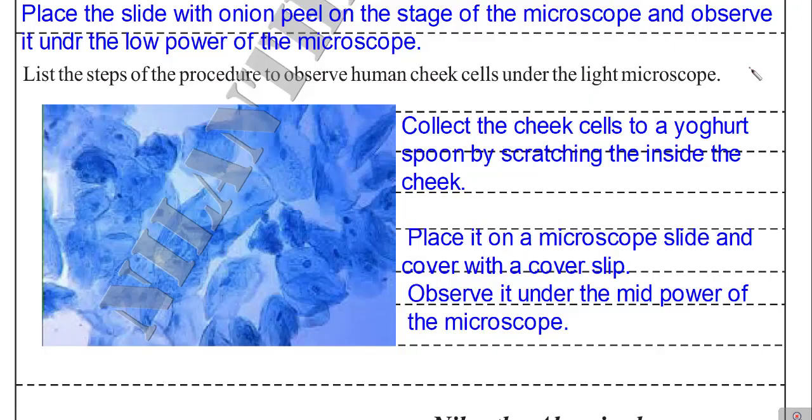Okay. And collect the cheek cells with a yogurt spoon by scratching the inside of the cheek, right? The inner cheek. Place it on the microscope slide, then cover it with the cover slip and observe it under the mid power of the microscope. The plant cell I observed with low power. This is mid power, because animal cells are a little smaller than plant cells. In that case, it is better to use the mid power, right? Up to our O-level standard, normally we are not using high power. That is very clear. Even at university, we use the high power there.